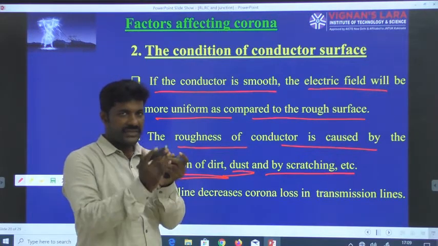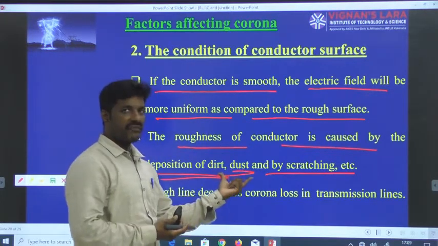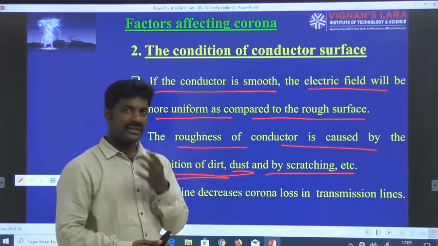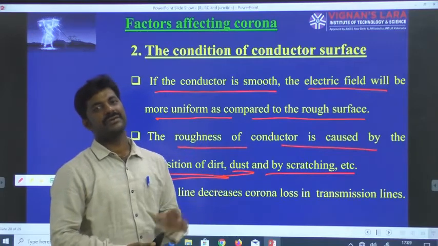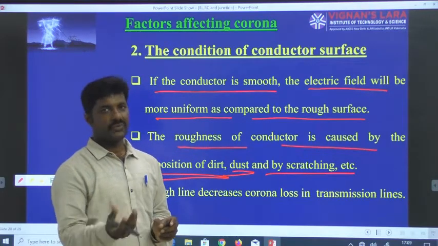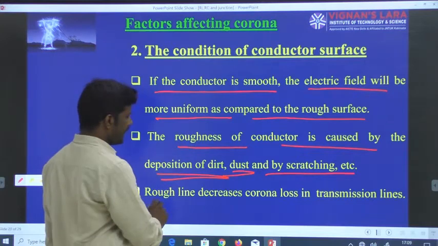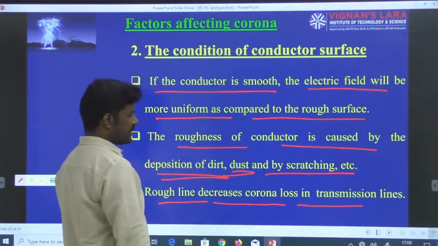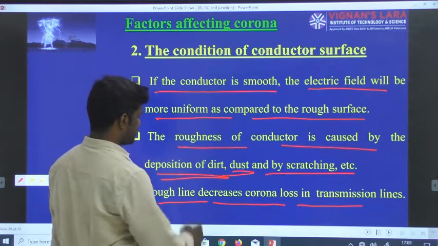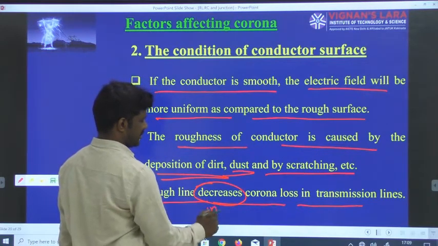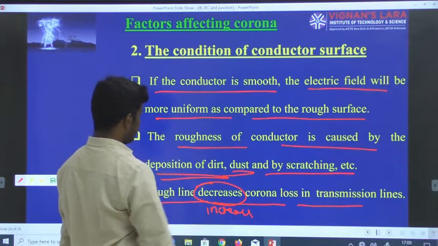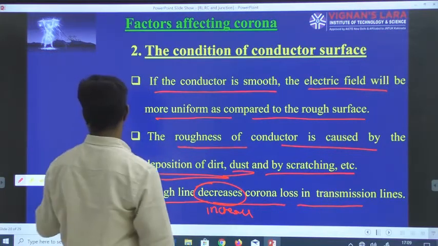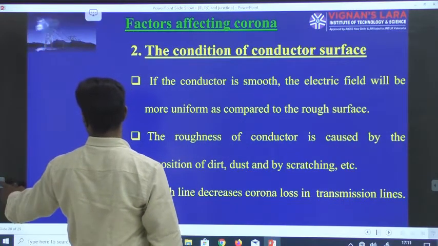If the conductor surface is rough because of these reasons, then that conductor will be subjected to corona at lower voltages itself. Then the rough line decreases the corona loss in transmission lines, sorry, this is increase. Rough lines increase the corona loss in the transmission line. This is about the conductor surface.